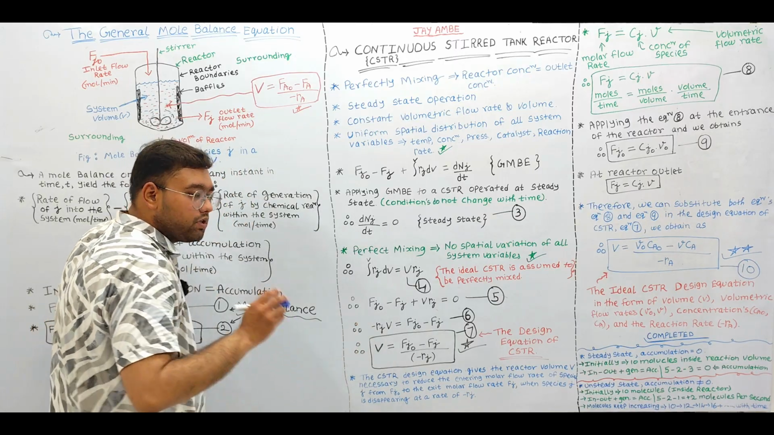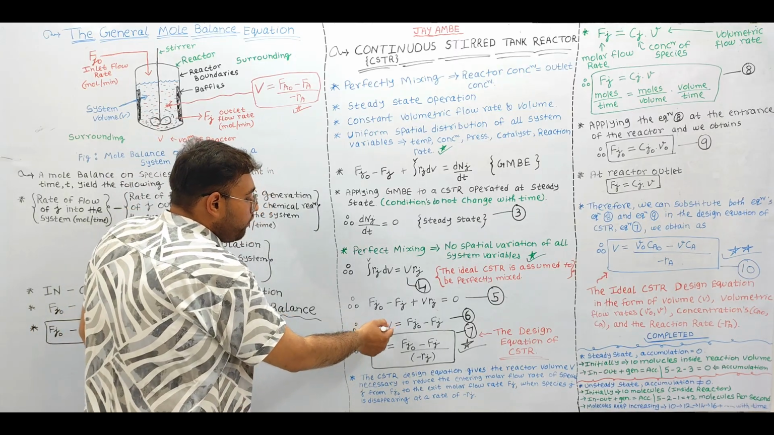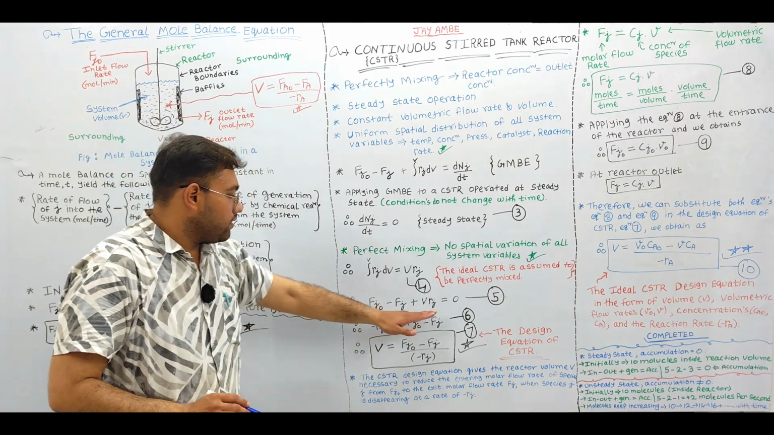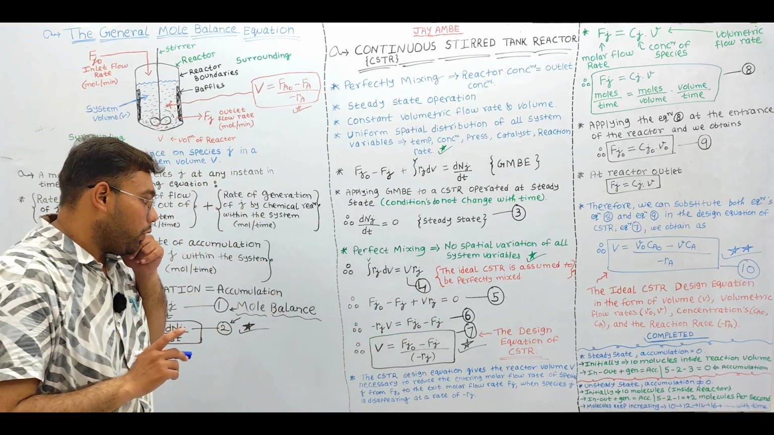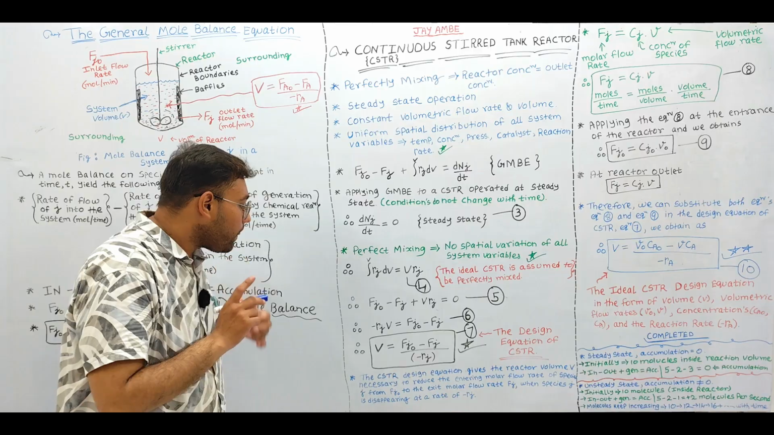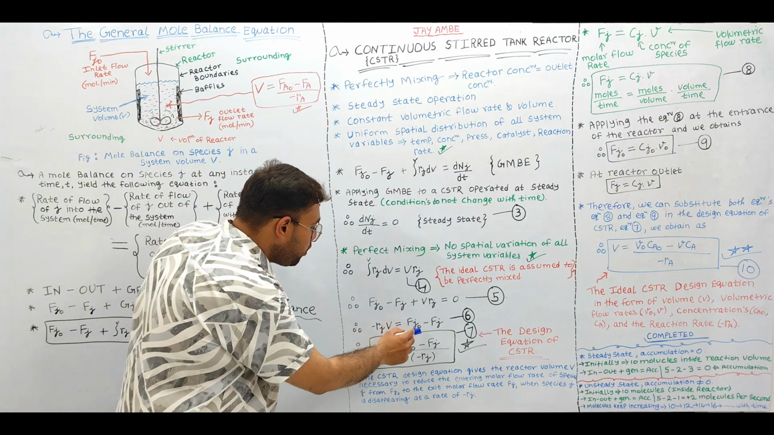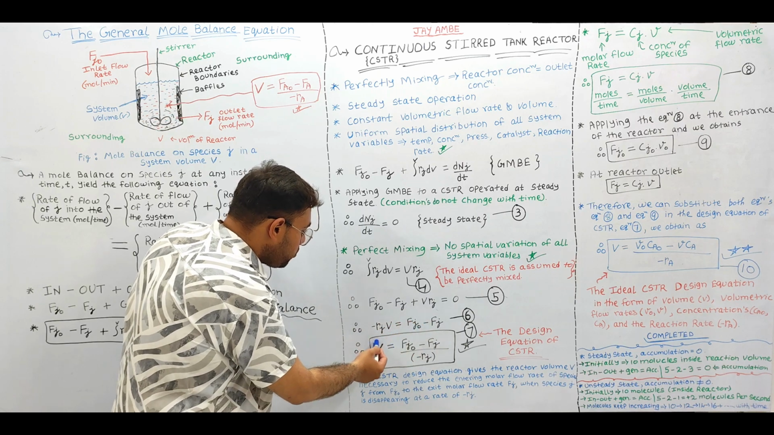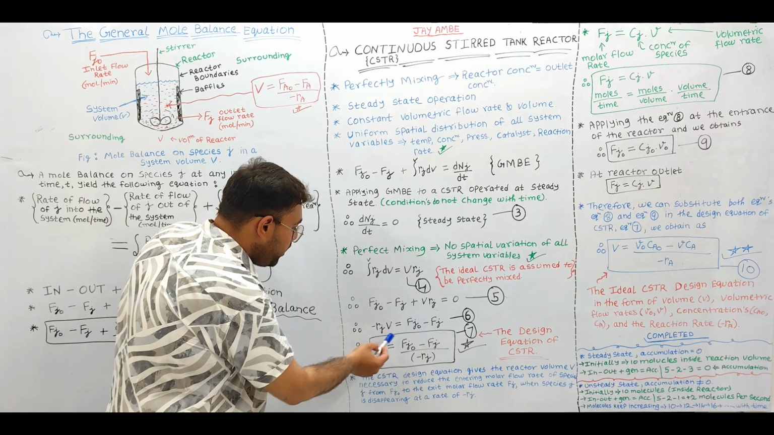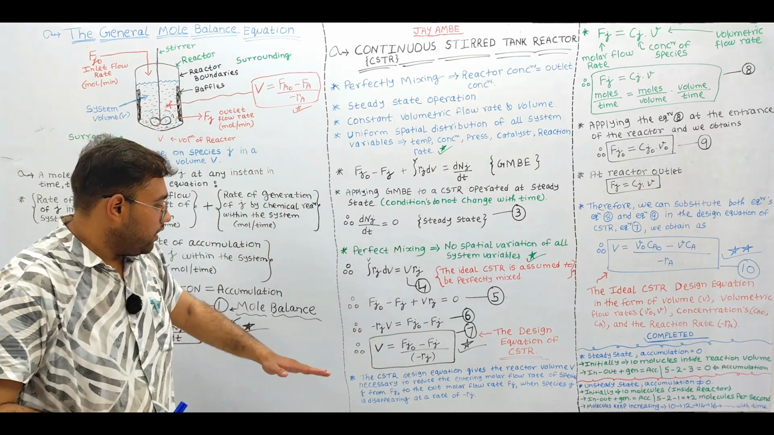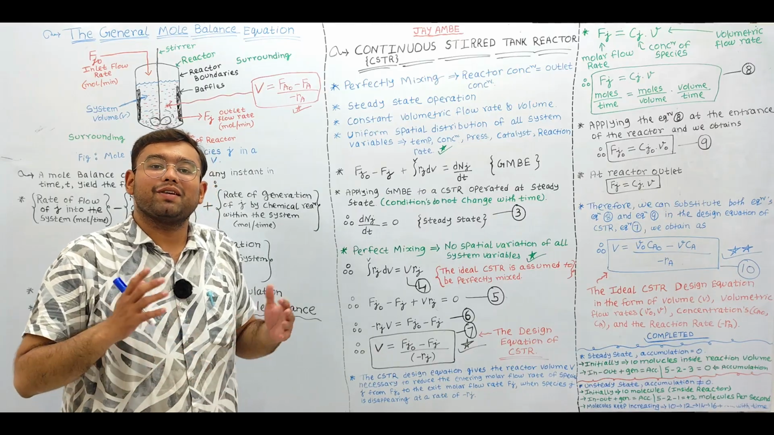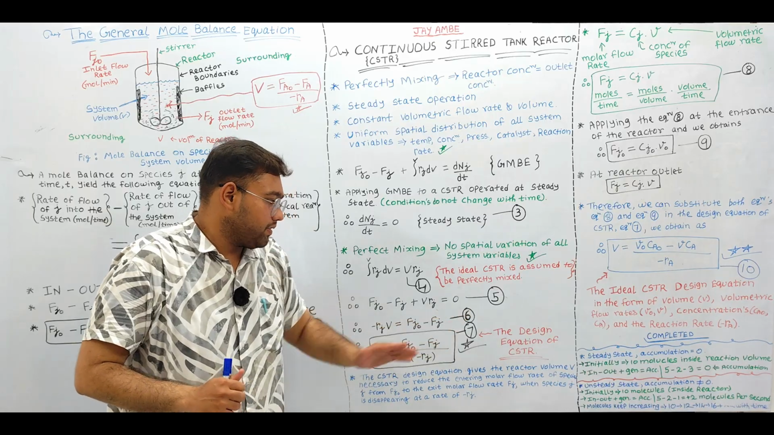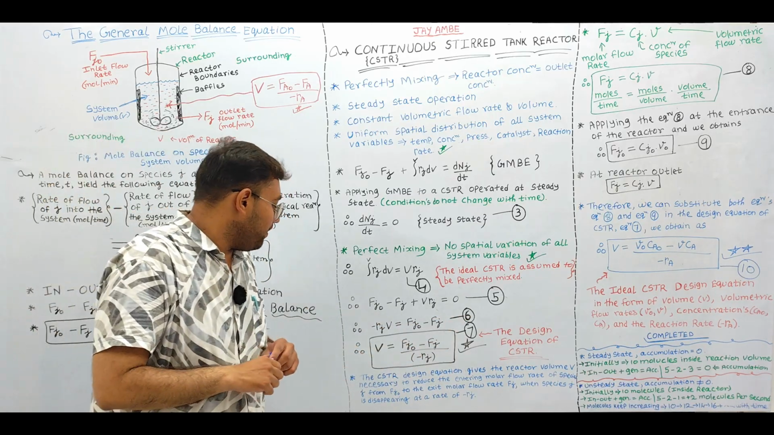So for those reasons we are writing minus Rj into V will be equal to Fj naught minus Fj. In equation 6, we make the subject V, the volume. So volume V is equal to Fj naught minus Fj, and we divide the entire right hand side by minus Rj. So V is equal to Fj naught minus Fj divided by minus Rj. Here we have derived the design equation of the continuously stirred reactor. This equation 7 represents the design equation of the continuously stirred reactor.